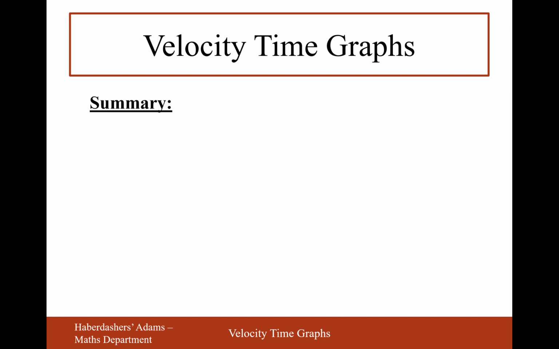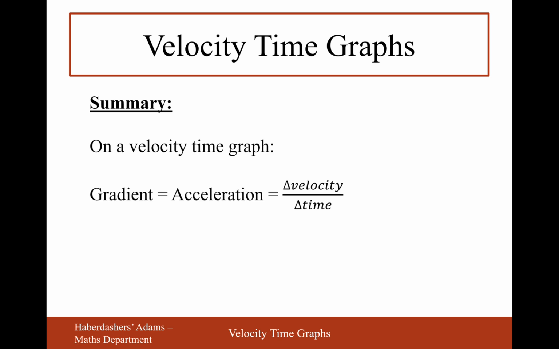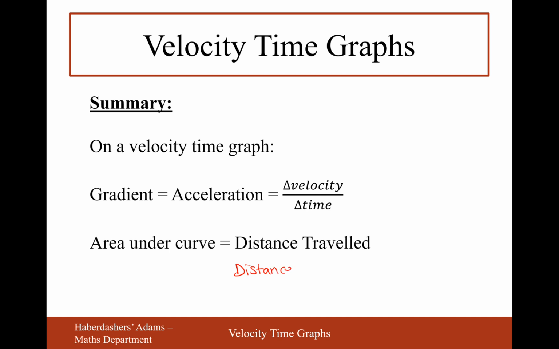Okay, so to summarise the velocity time graphs video, on velocity time graphs, the gradient is the acceleration, and to work out the acceleration you do the change in velocity divided by the change in time. And also you can find the distance you've travelled as the area underneath the curve. When you're doing this, effectively what you're doing is a calculation of distance equals velocity times time, or speed times time. So it all links back into distance equals speed times time.